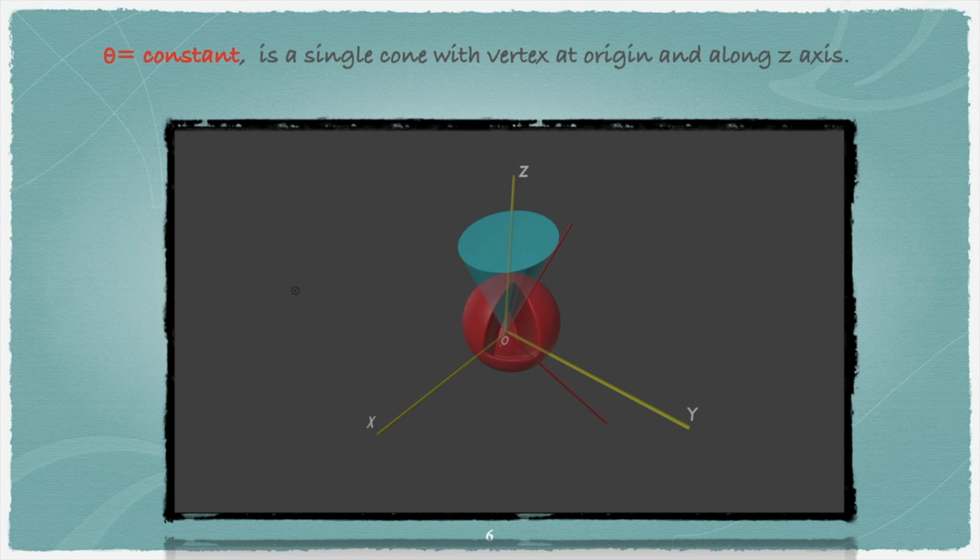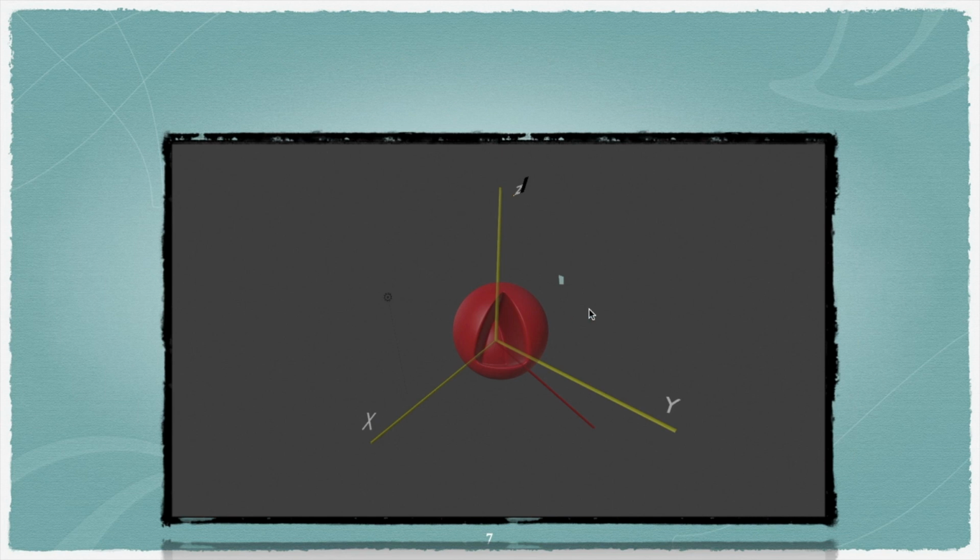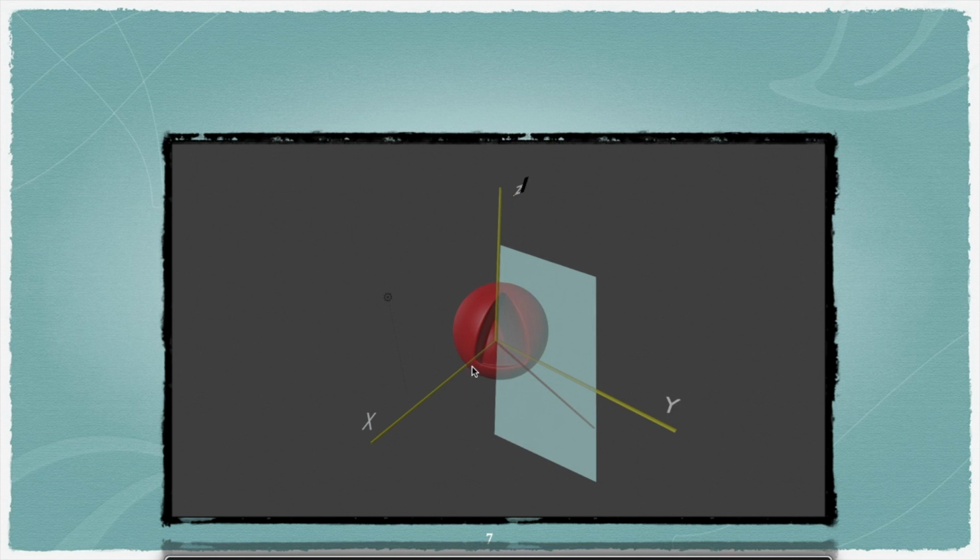Now this idea can be broadened to include, say, that the xy plane will be obtained with theta equal to pi by 2, and when theta becomes greater than pi by 2, the cone opens downward. Now phi being a constant, this equation describes a plane that contains the z-axis and makes an angle phi with the positive x-axis.